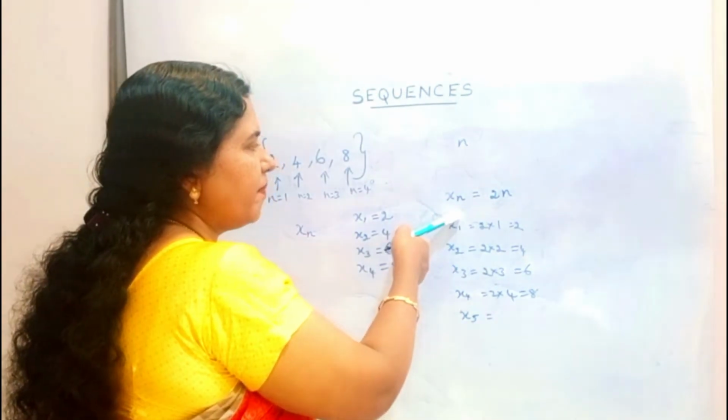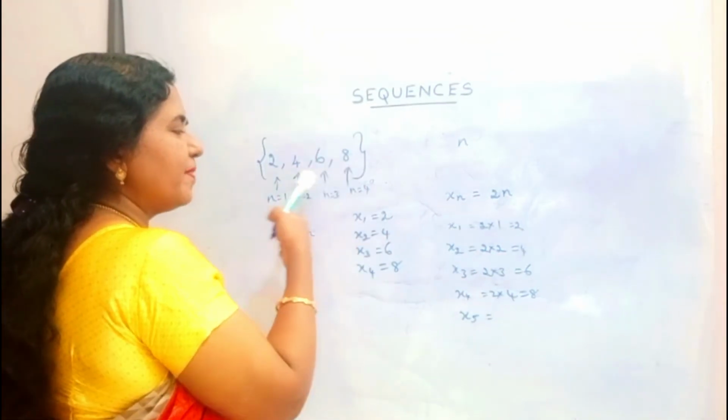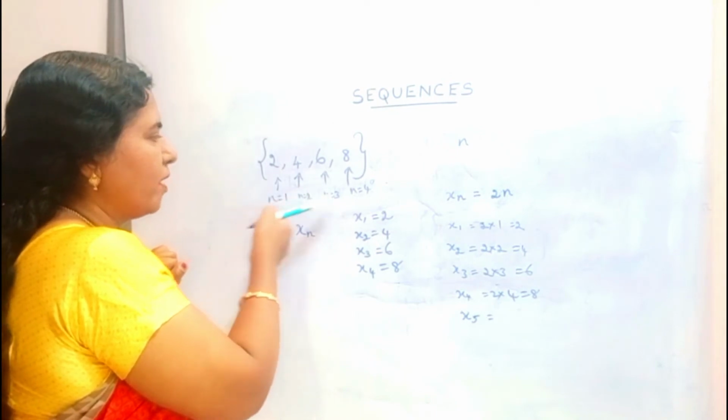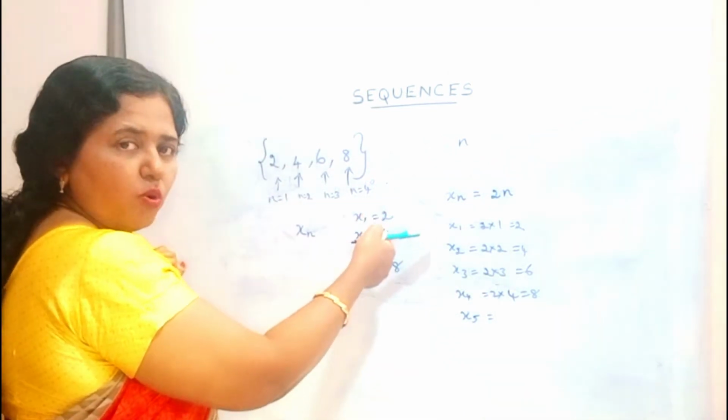So this will not be the expression for this. Now in order to bring out the correct expression for this, what we have to do is, here we are having the value of n is equal to 1 to n is equal to 4. That limit should be shown here somewhere.